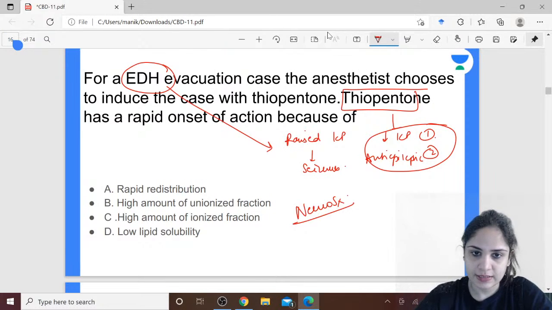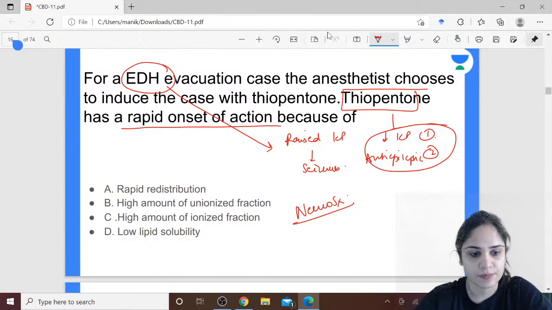Now, they are not asking you why you prefer thiopentone in neuroanesthesia. They are asking you why thiopentone has a rapid onset of action. Okay, so Manoj is saying the answer is rapid redistribution, but that is not the answer. I agree with you that thiopentone has rapid redistribution, but that is the reason for its short duration of action. Now, why does it act quickly? It is because it has a high amount of unionized fraction. Now, what do you mean by high amount of unionized fraction?